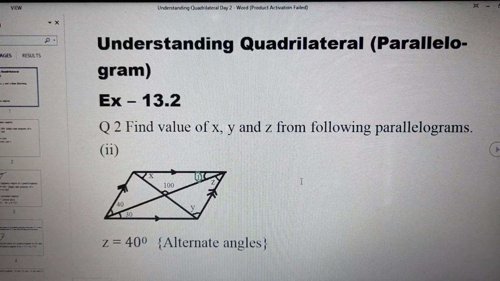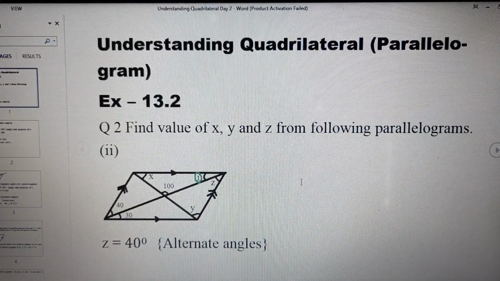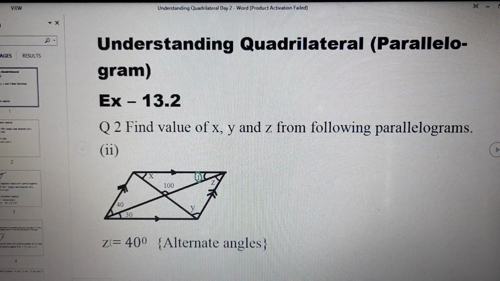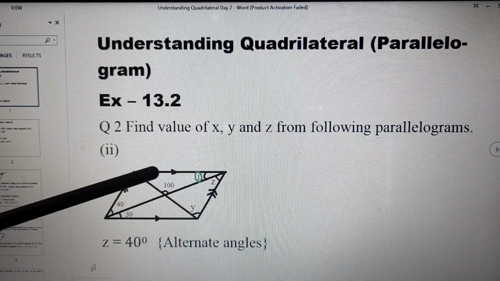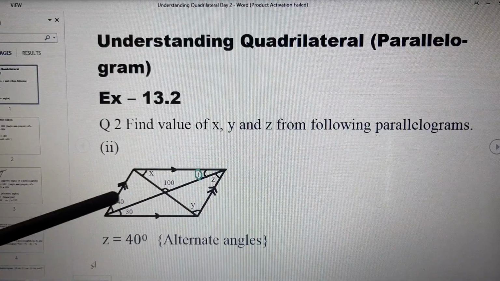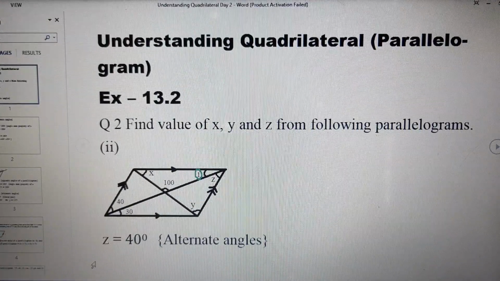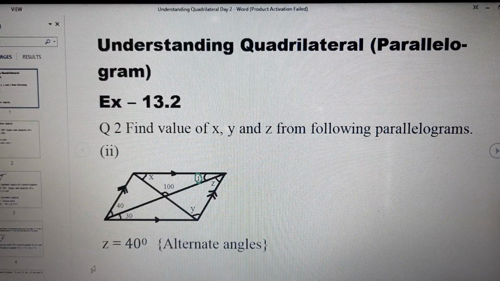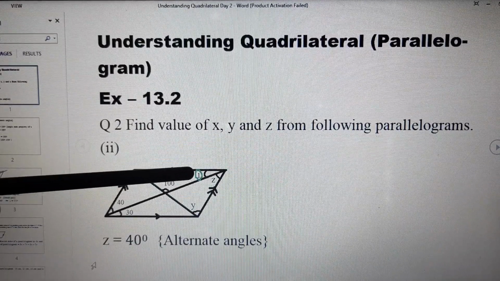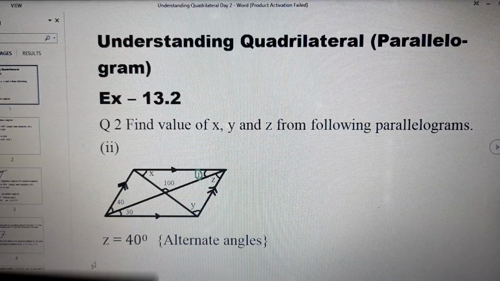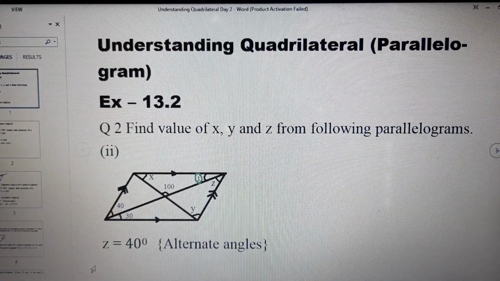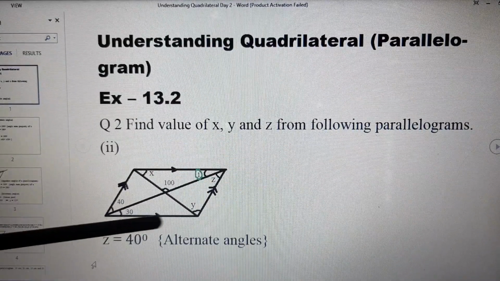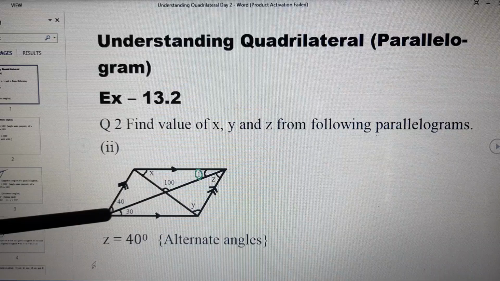A parallelogram has been drawn, and we are supposed to calculate the values of x, y and z from here. So if we see, single arrow line is parallel to single arrow line, double arrow line is parallel to double arrow line. Okay, so angle number 1 is marked over here. Angle number 1 and 30 degree. Which kind of angles are these? If you see single arrow line, these two lines are parallel to each other, and this is the transversal.